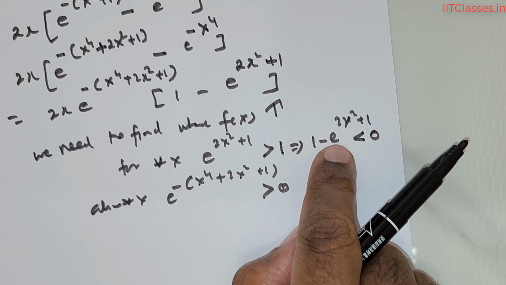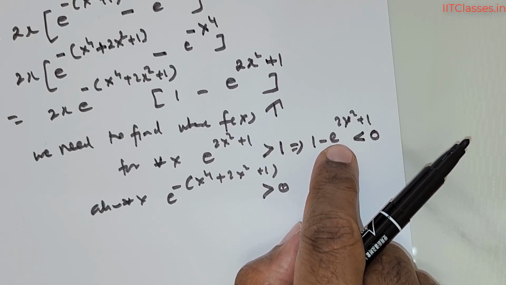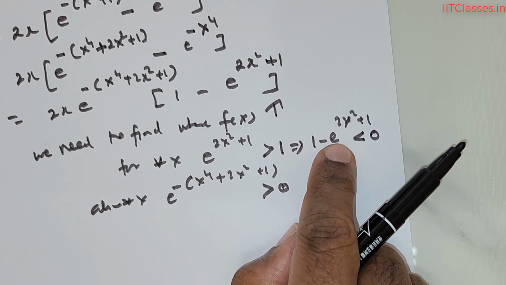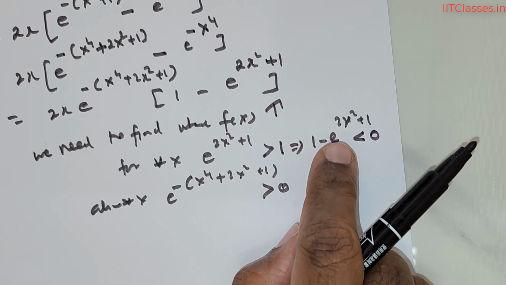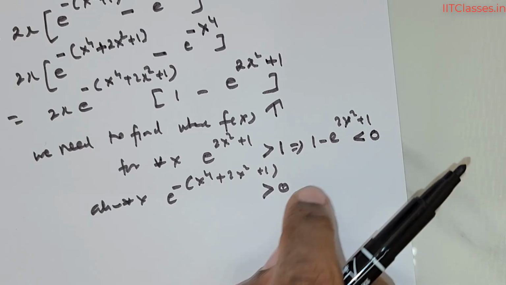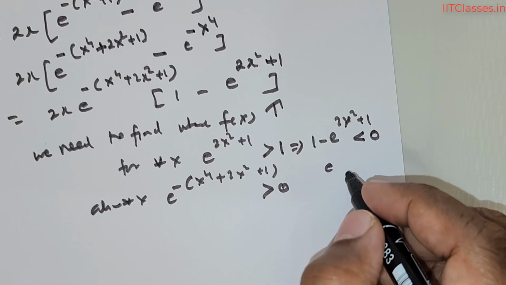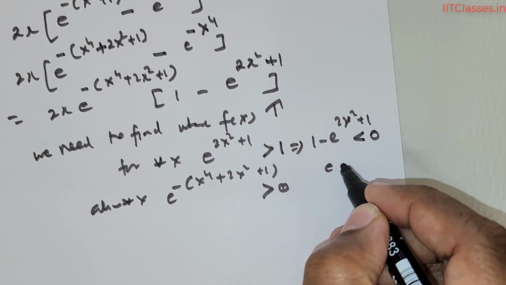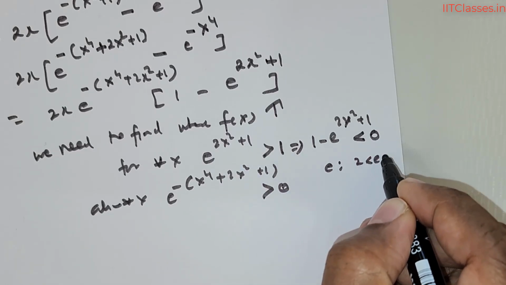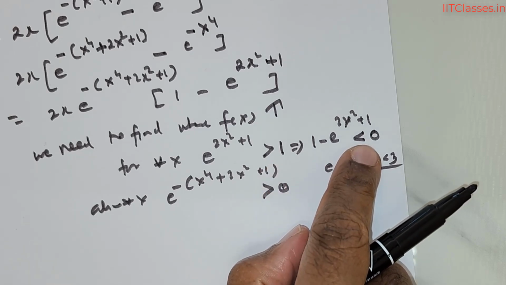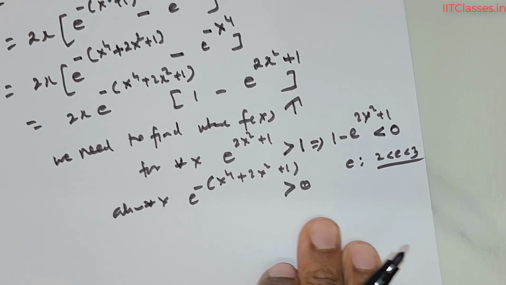Imagine the least value that this takes is say 1.00, 1 minus 1.00, right? Still it is going to be less than 0, but in this case it is not going to take 1.00 because the value of e, even for the lowest value, lies between 2 and 3, right? So in any case, this is going to be going down.